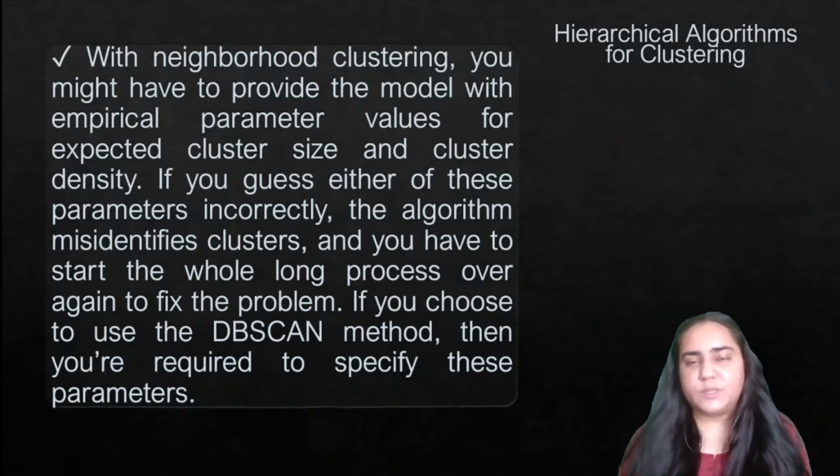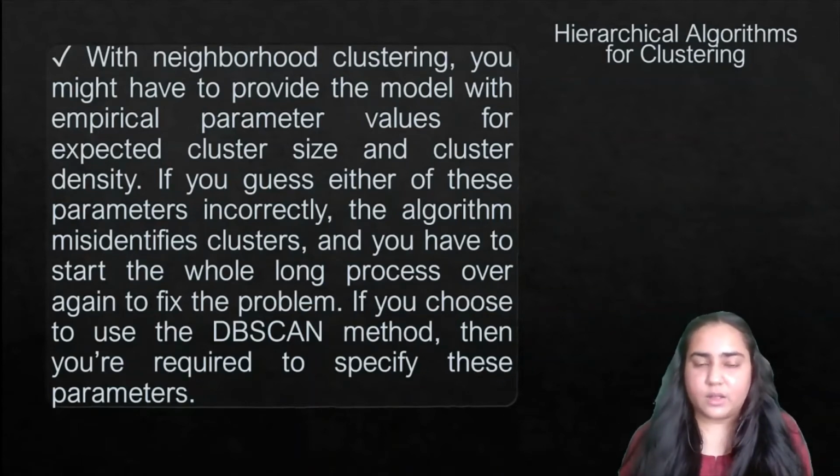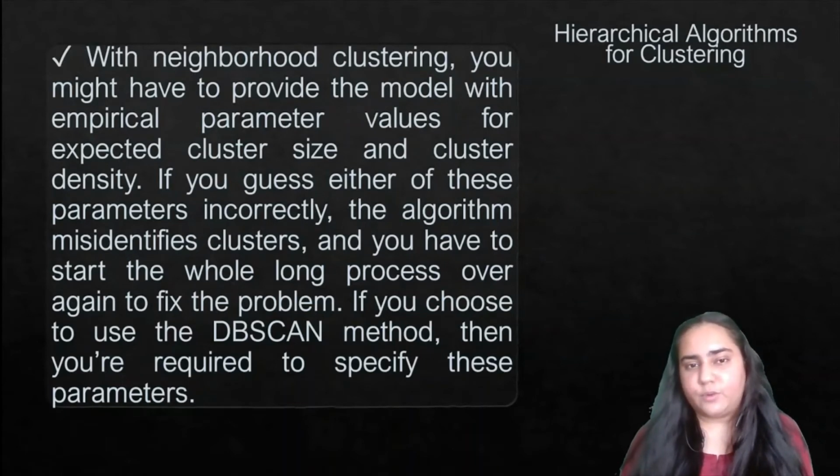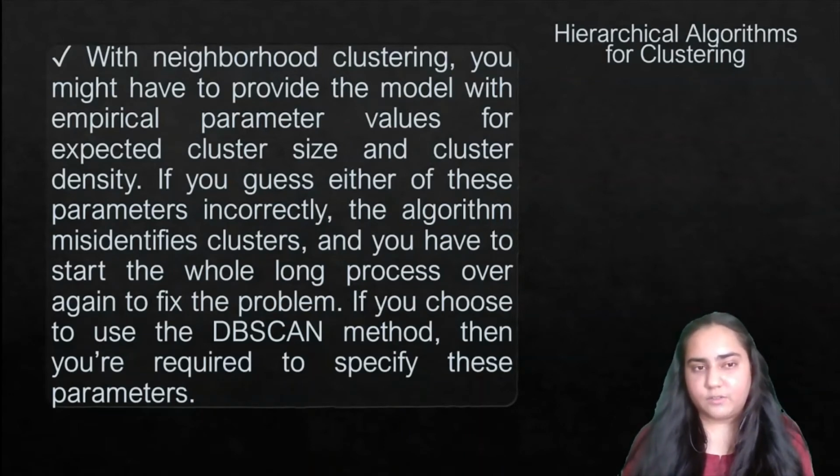So there has to be some expected value of how big, when you merge points together, a cluster should be and what its density should be. So you have to provide this expected value, based on which the algorithm will work. And if you incorrectly identify these parameters, then the algorithm is going to misidentify clusters and you would have to start the whole long process again.